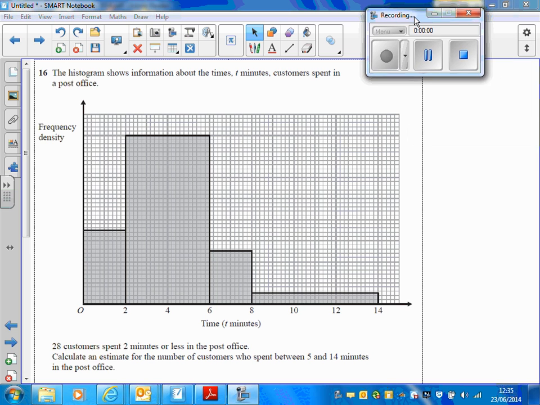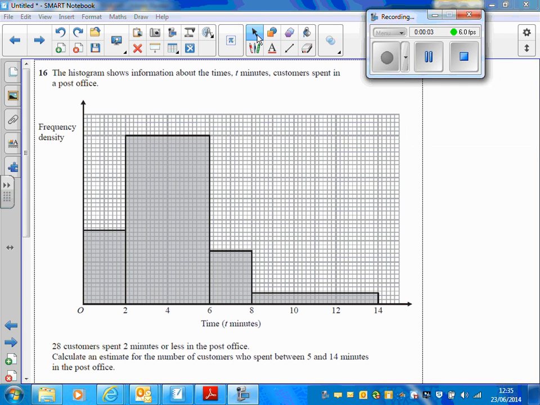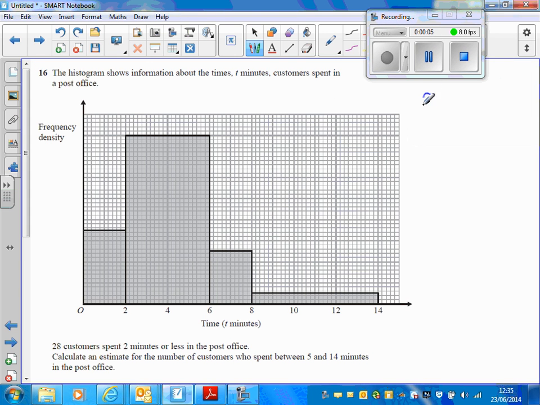There are a couple of different ways of doing this question. I'm going to use frequency density to start with. I know that for a histogram, frequency density is equal to the frequency divided by the class width, or the interval width.